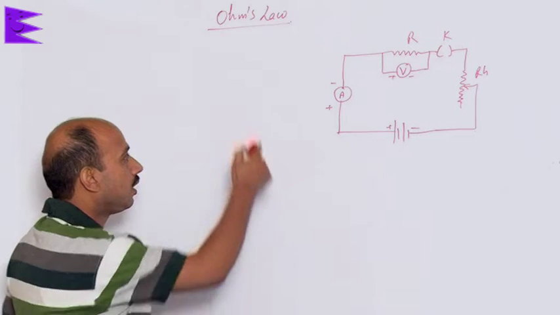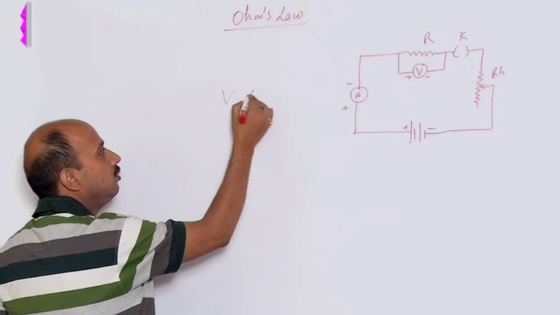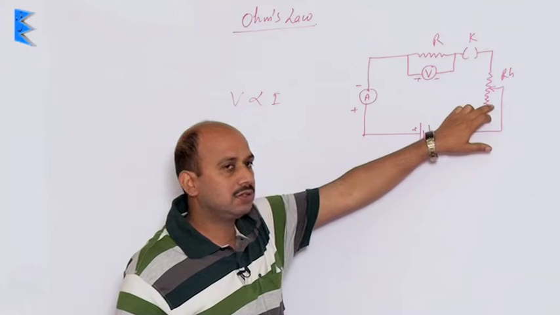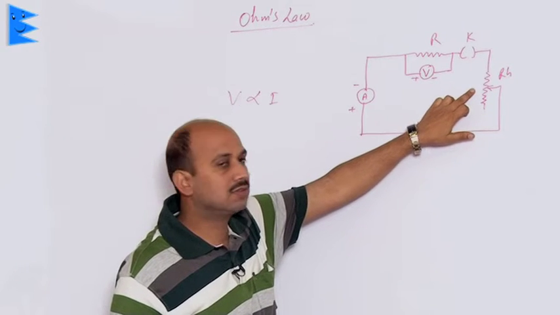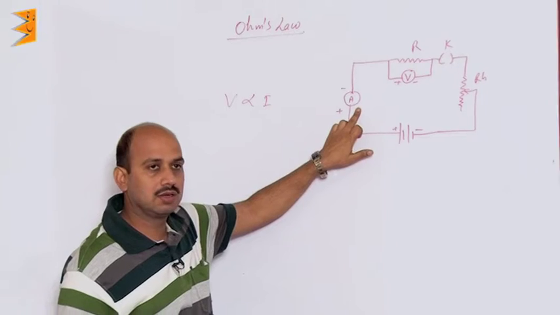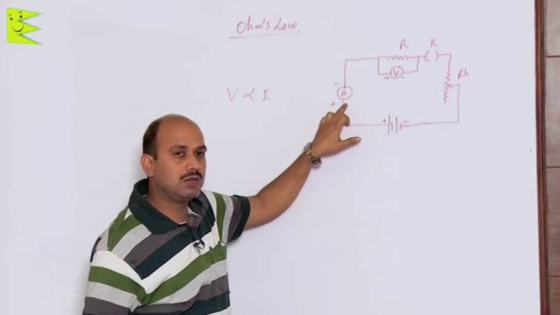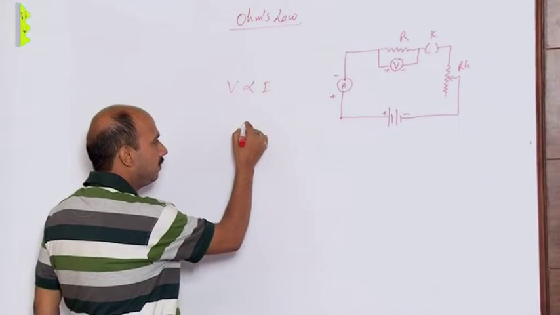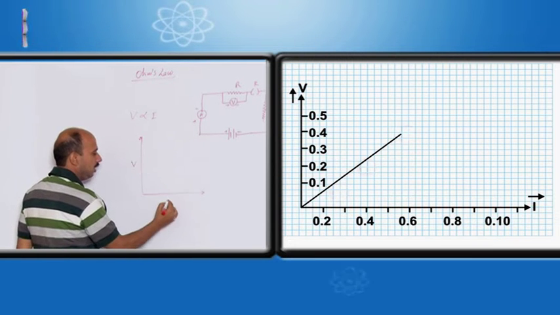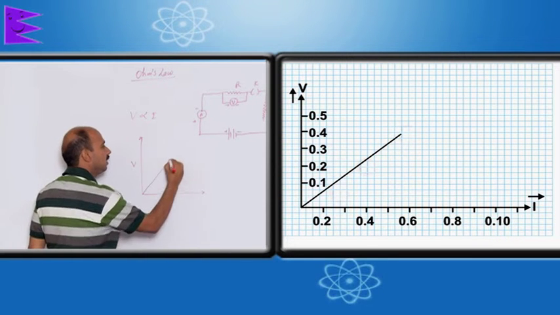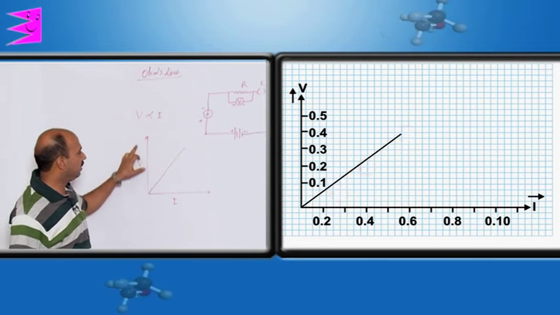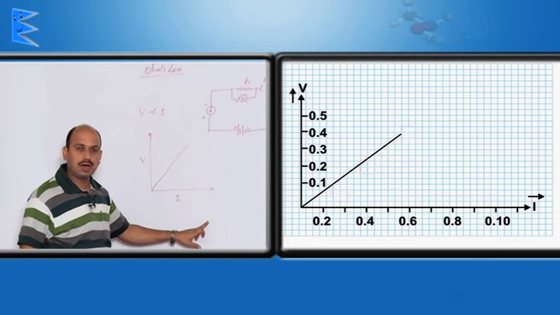See here, Ohm's law says V is proportional to I. By using the rheostat, change the value of resistance and note down the values of V and A. When you note down these two values and draw the graph, you will get a relation like this. This is V and I. This graph is a straight line. This straight line graph shows V is directly proportional to I.